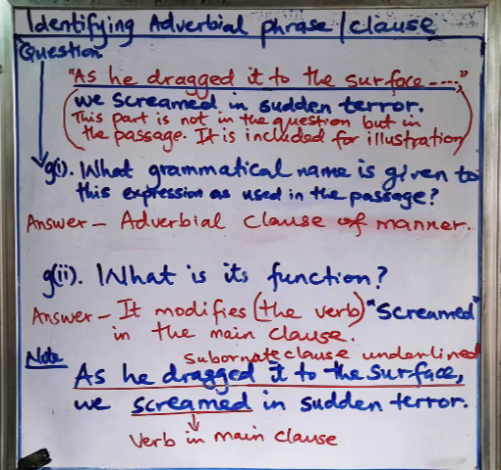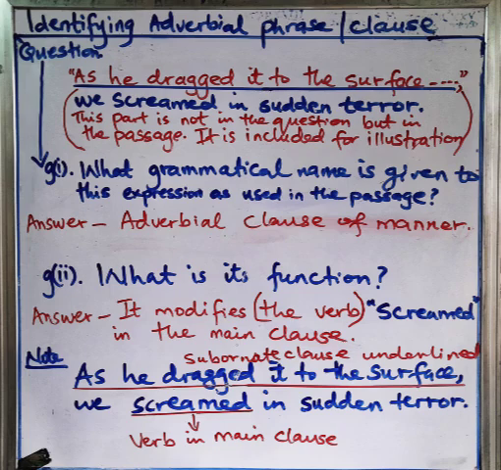The question reads, as he dragged it to the surface. That is the underlined expression. The other part that is not part of the question, that's in the passage, is we screamed in sudden terror. So the full sentence reads, as he dragged it to the surface, we screamed in sudden terror. But we are using the underlined expression, as he dragged it to the surface, for our illustration.